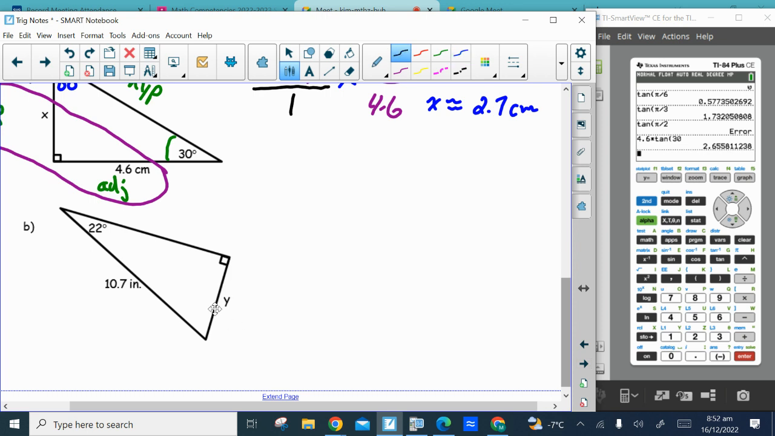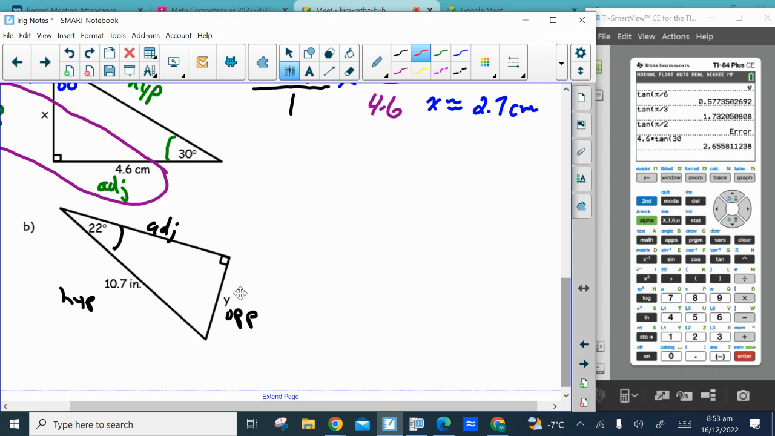All right, looking at the next one. We want to find the value of side y. There's our right angle. The side across from that's the hypotenuse. This will always be what we do first. Label the sides. Because we're given that angle of 22 degrees, the side across from that is the opposite, and the third side is the adjacent. Because we're trying to find the measure of y, the side across from the angle is the opposite.